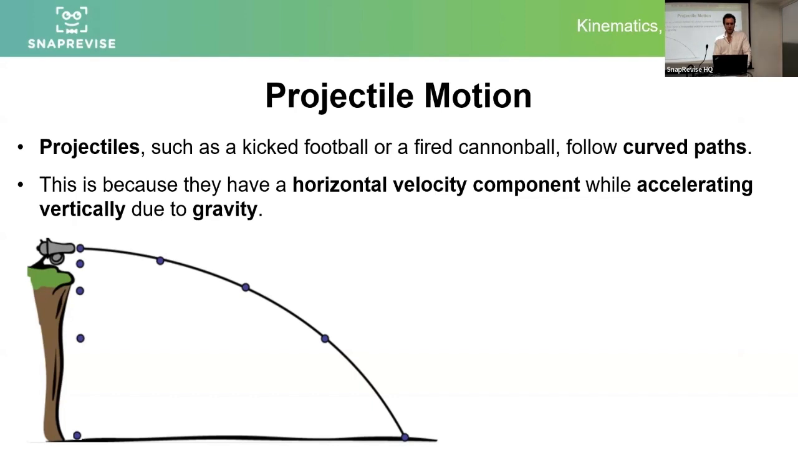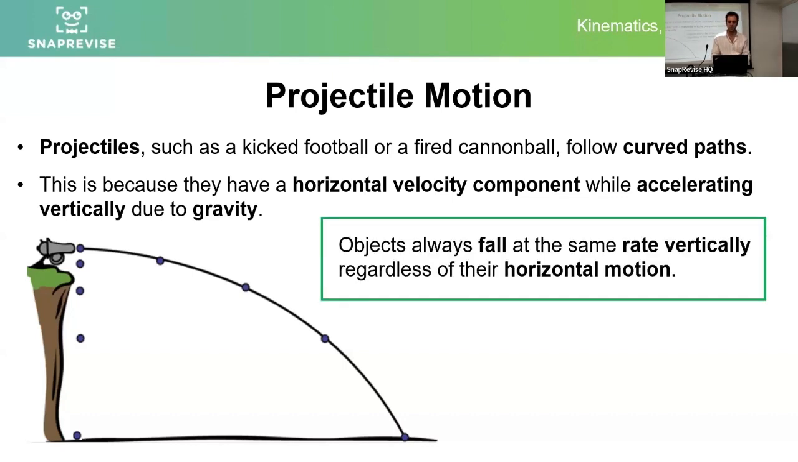And if it is only under the influence of gravity, they will form a curved path. They will form parabolas, the trajectories. It's because they have a horizontal velocity component, which will stay constant because it's not being slowed down by air drag. But the vertical component will be accelerating downwards due to gravity.